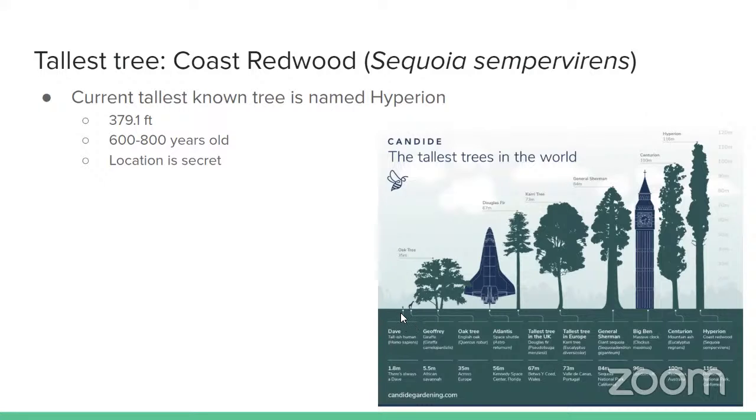They've gone all the way from this random guy, Dave, who they claim is relatively tall, all the way up to Hyperion. So we can see it's bigger than Big Ben. It's bigger than a space shuttle. Really, really tall. Estimates for how old it is, about 600 to 800 years old.